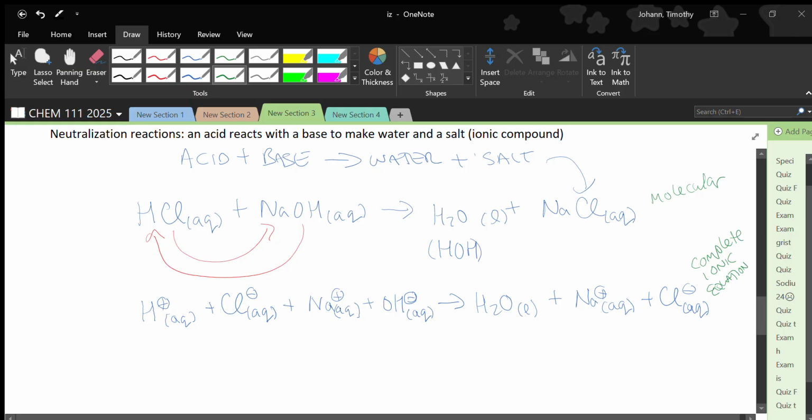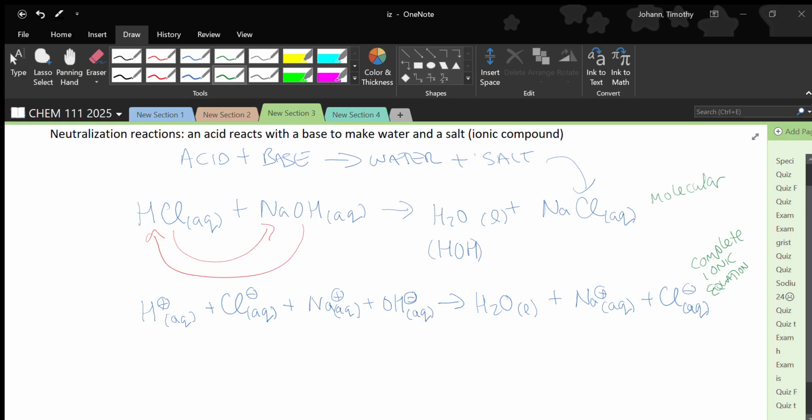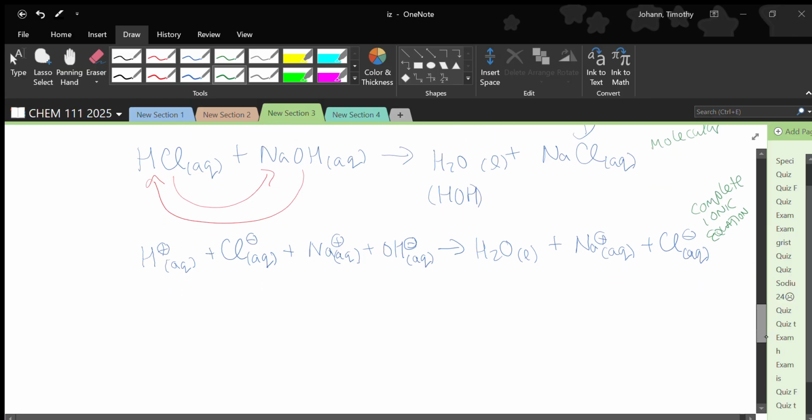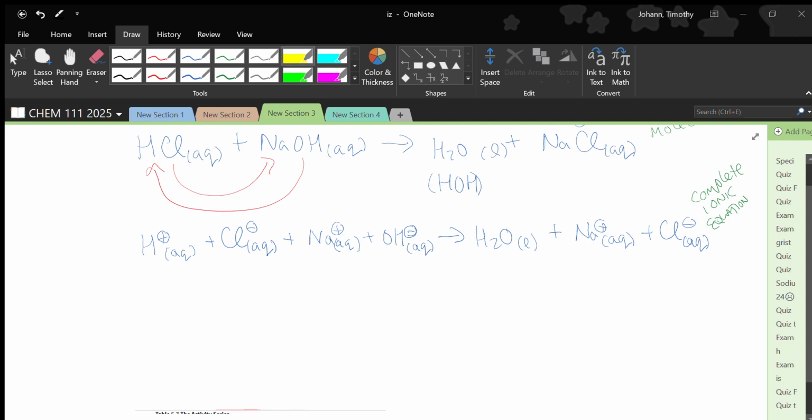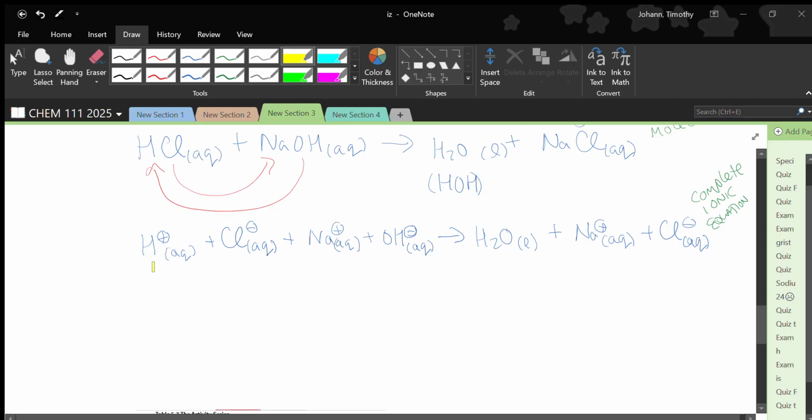All right, what here are the spectator ions in this complete ionic equation? The spectator ions, if you remember, are the ones that are the same on both sides, right? So if we look at this, do I have H plus on both sides? No. Do I have Cl minus on both sides? Yes. Do I have Na plus on each side? Yes. Okay, do I have OH minus on both sides? No. Okay, so these are my spectator ions. So let's do a little key over here.